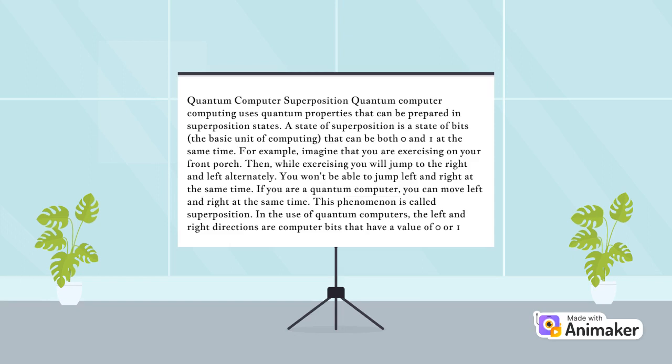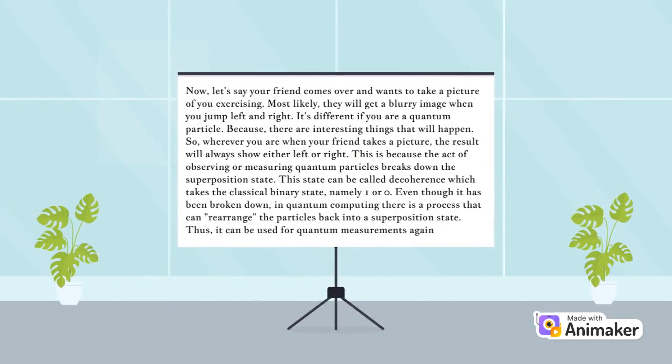For example, imagine that you are exercising on your front porch. While exercising, you will jump to the right and left alternately. You won't be able to jump left and right at the same time. If you are a quantum computer, you can move left and right at the same time. This phenomenon is called superposition. In the use of quantum computers, the left and right directions are computer bits that have a value of 0 or 1.